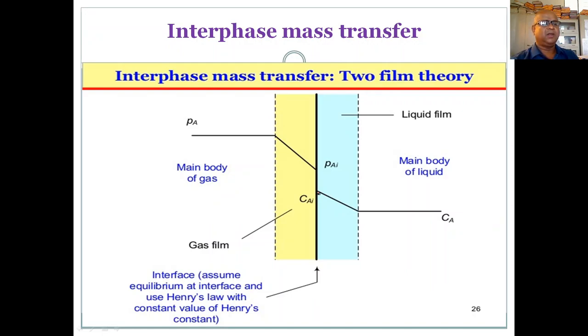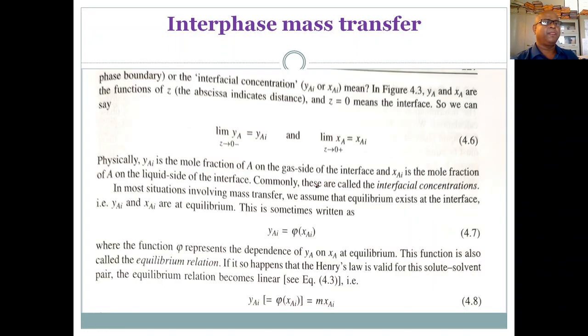At the interface, assume that Henry's law with a constant value of Henry's constant will be active. Or you can apply Henry's law here, or you can apply Raoult's law, whatever, but at the interface this will be at equilibrium. Now why will it be equilibrium? Because I am telling that interfacial concentration YA and XI mean, okay, what does it mean?